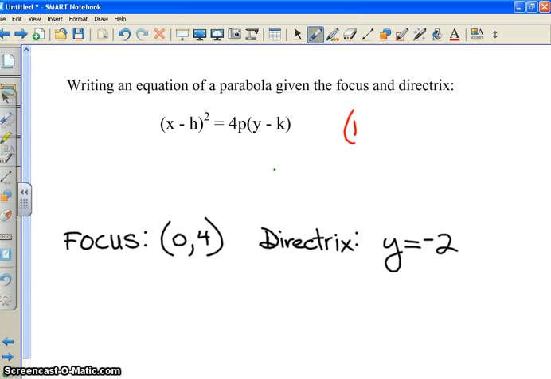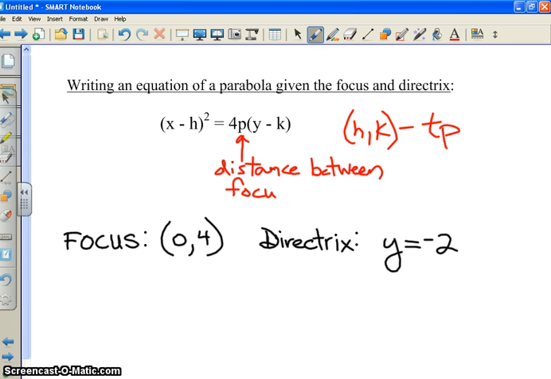h and k are the coordinates of the turning point. The p in the formula is the distance between the focus and the turning point. And the x and the y are just going to serve as our two variables in the equation. They'll just stay x and y. So let's say we want a parabola whose focus is (0, 4) and the directrix is y equals negative 2.